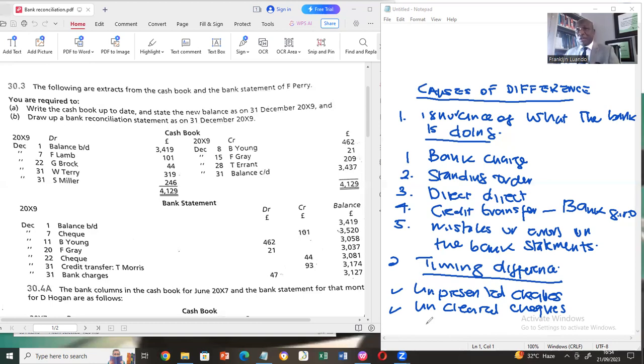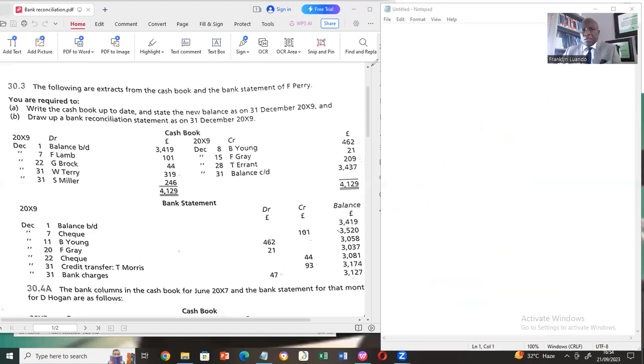Now, how do we reconcile so that we have the same balance? When reconciling, you need to take the following steps. Step 1 is to identify those items which are on the bank statement, but not in the cash book. Very important.